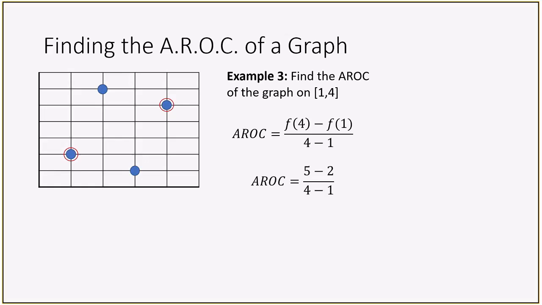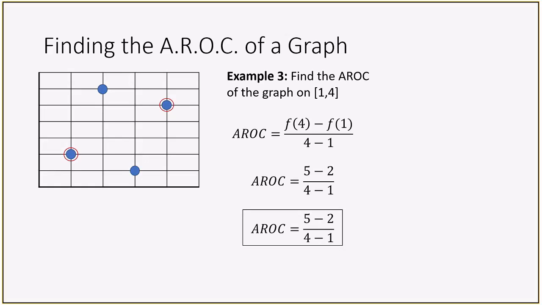So as I mentioned, f of 4 is, counting from the bottom, 1, 2, 3, 4, 5 up. f of 1 is, counting from the bottom, 1, 2 up. Those are the 2 points. And notice I actually don't care about the other points. If I'm finding the average rate of change over an interval, I'm looking at just the endpoints: just the value of whatever you plug in on the left side of the interval and just the value of whatever you plug in for the right side of the interval.